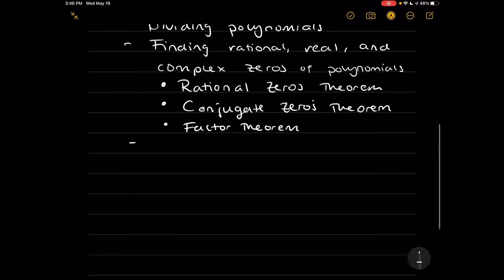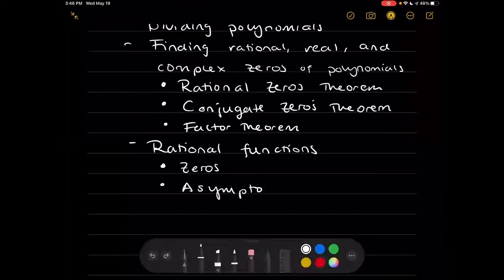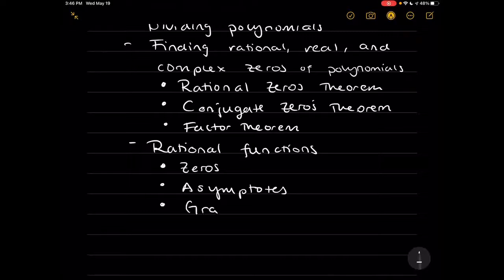And then we finished off Chapter 3 by talking about rational functions. And when we talked about rational functions, we were talking about zeros of rational functions. We also talked about finding their asymptotes. So those were vertical, horizontal, or slant. And then we were using this kind of information along with test points and such to graph rational functions. So that was Chapter 3.